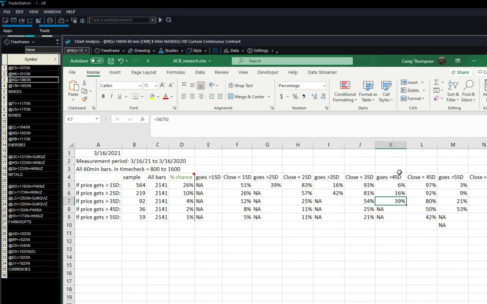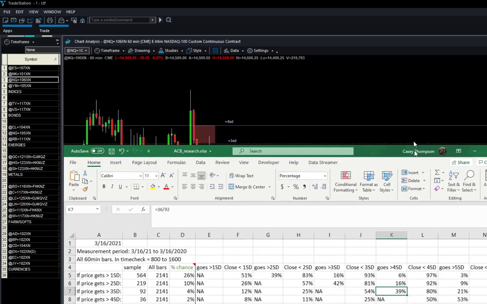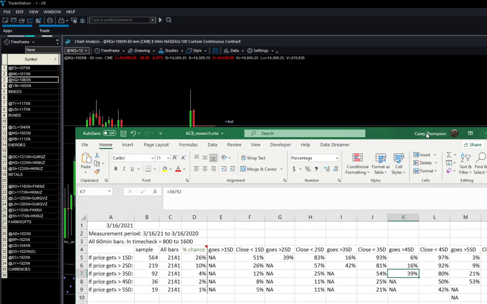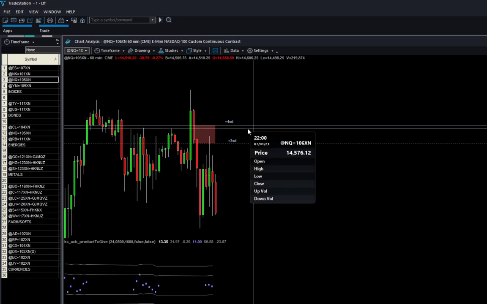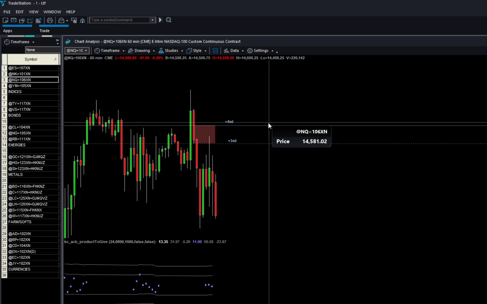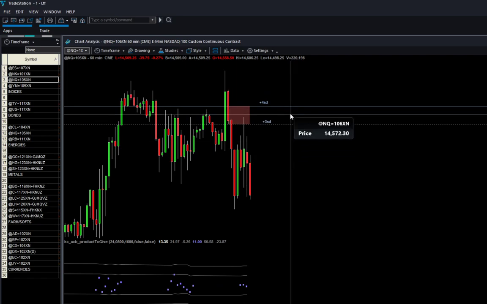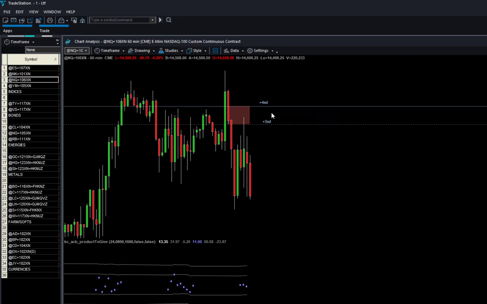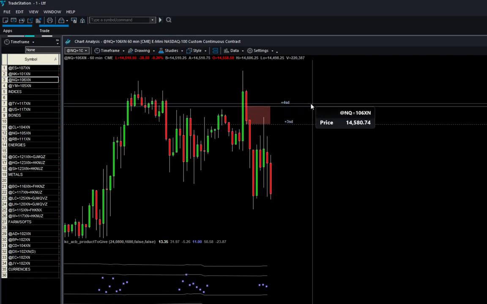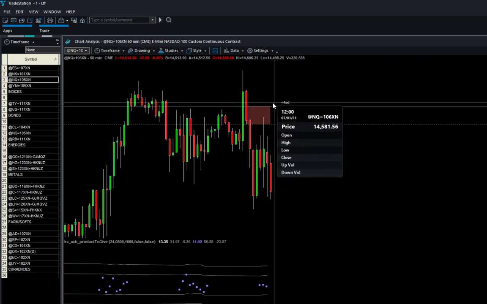And does it go greater than 4 standard deviations? No, it doesn't. So it's like a 60% chance of it not going to 4 standard deviations. So what are the odds of this zone working? You know what I mean? What are the odds that it'll work? That's hard to say, because there's a 60% chance that it won't hit 4 standard deviations.